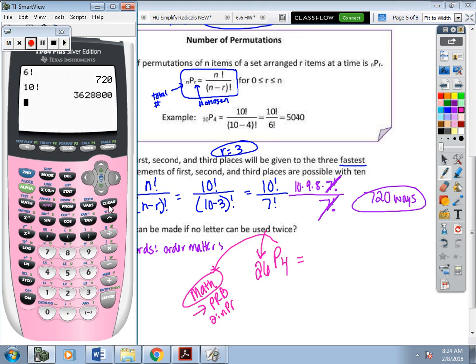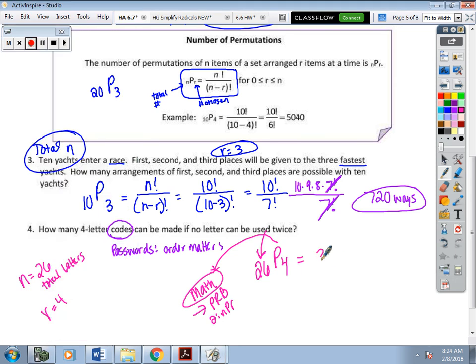So we clear out everything. So let's type in 26, press our math, arrow over, choose option 2, and then 4. We should get 358,800. You would get the same answer if you did the formula by hand.